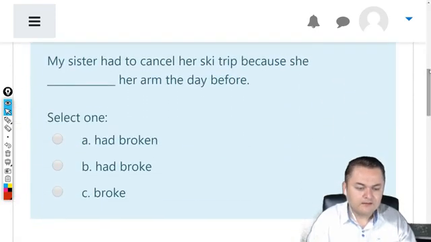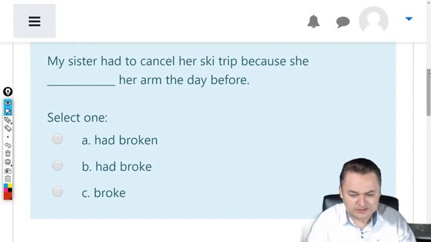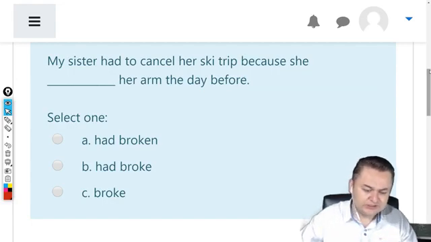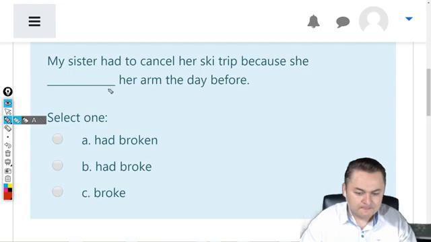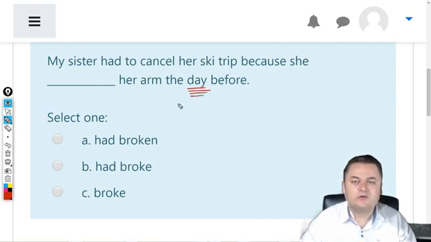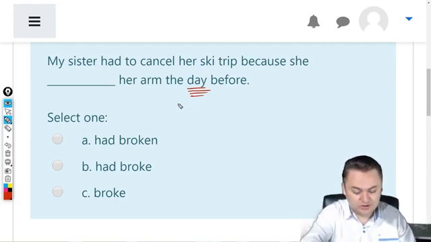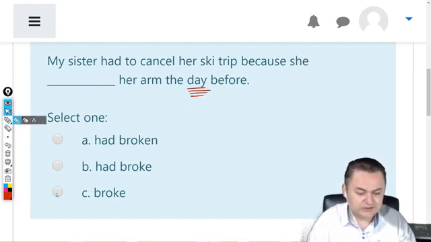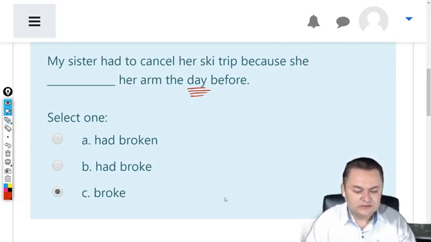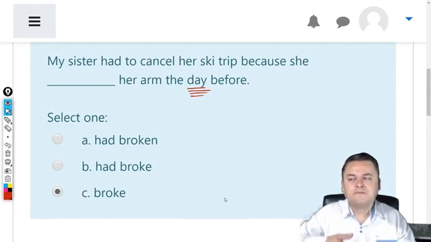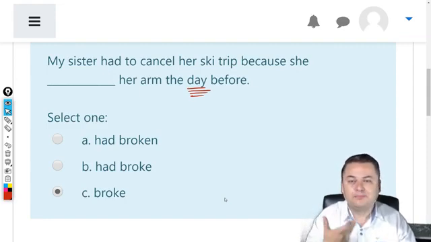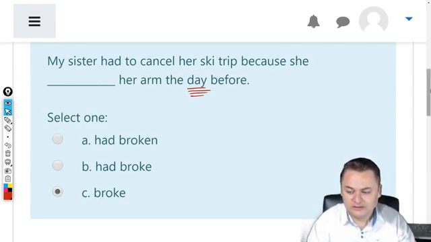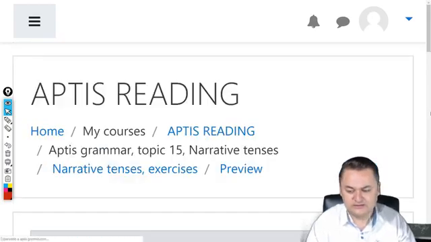What do we have? My sister had to cancel her ski trip because she, okay, in this case, the day before tells me that I can also use simple past. So I can say she had to cancel because she broke it. She broke her arm the day before. And this is another way of conceiving the past. Instead of she had broken, it would be like a more distant past, and she just did the day before. It is closer to this statement, so that's why we use simple past in this case.